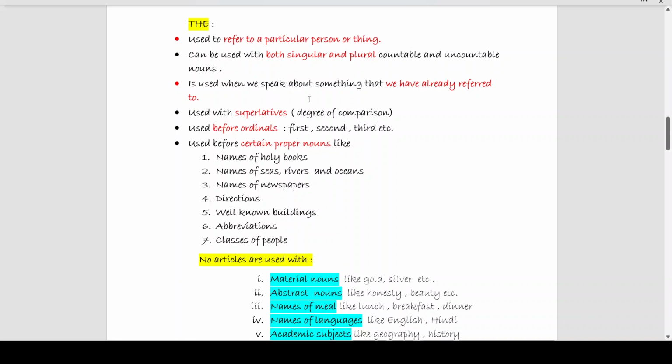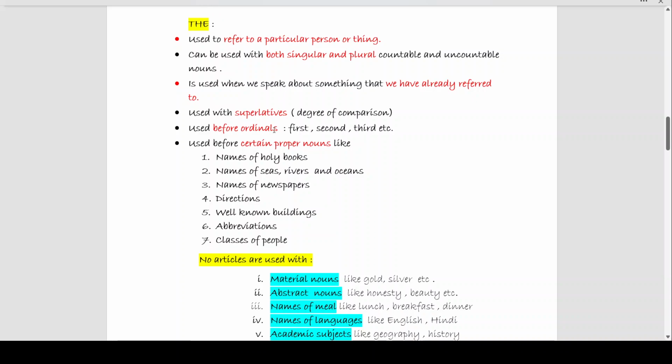It is used when we speak about something that we have already referred to. It is used with superlatives. Superlatives you have studied in your degrees of comparison: positive, comparative, and superlative. So wherever superlative words come, we use the definite article "the". For example, the most intelligent, the most beautiful, the best student. There they are used with the definite article "the".